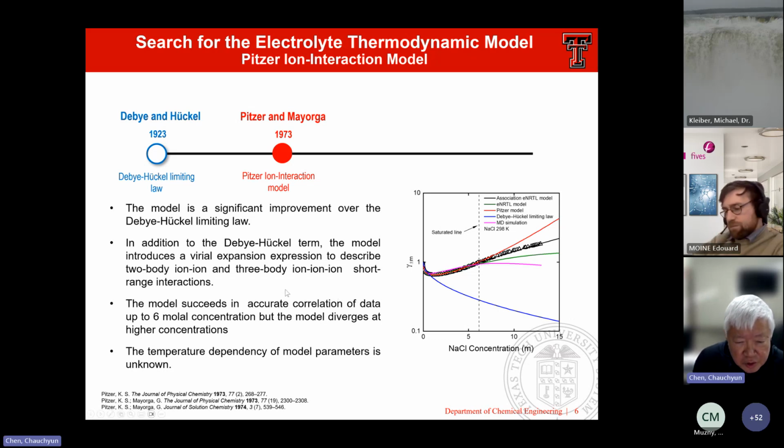I mentioned one issue is that it requires three-body interactions here, and therefore ternary parameters. And in process simulation, it's very difficult to identify them and also to implement them in the simulator. A major drawback of the Pitzer model is its temperature dependency, because for the virial expansion coefficient parameters, their temperature dependency is unknown.